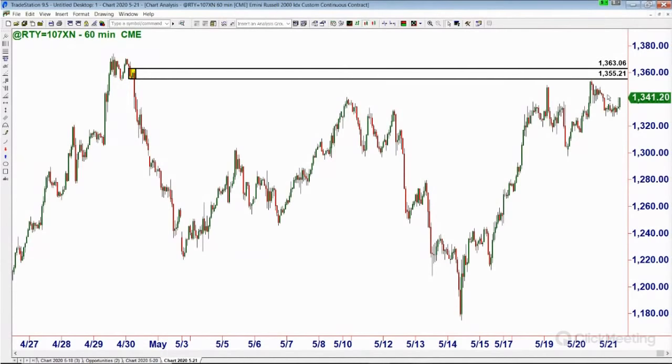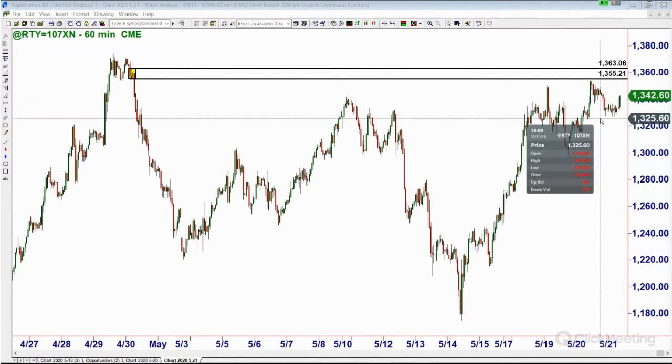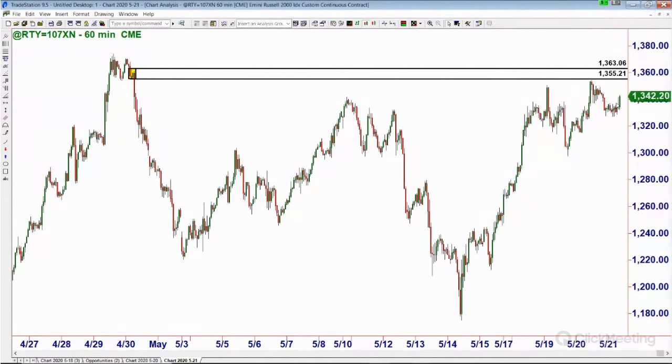We do have another little pocket of supply here that should probably cause a problem for the rally. But again, that was created in the overnight session, I believe. Well, not all of it was, but some of it was. So may not be too big of a problem.